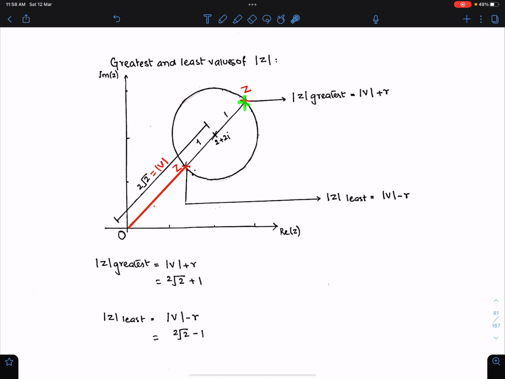For modulus z greatest, we need to add radius into modulus of the center. Modulus v plus radius. This is radius. So modulus v plus radius will give you greatest value of modulus z, which is 2 root 2 plus 1 in this case. And for modulus z least, this distance, we need to subtract radius from modulus of the center, modulus v minus radius, which is 2 root 2 minus 1 in this case.